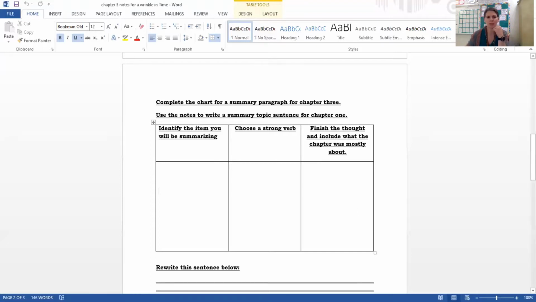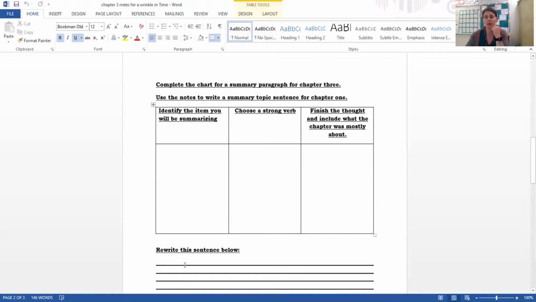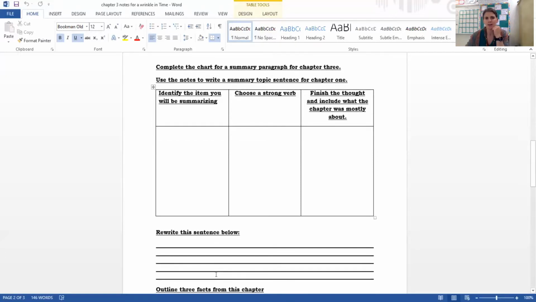Now, below that, maybe it shouldn't necessarily say rewrite this sentence, because what you wrote in each of those 3 boxes, is that a complete thought? Read it to yourself. If I wrote chapter 3, A Wrinkle in Time, Madeleine L'Engle, introduces, blah, blah, blah. Does that make sense?